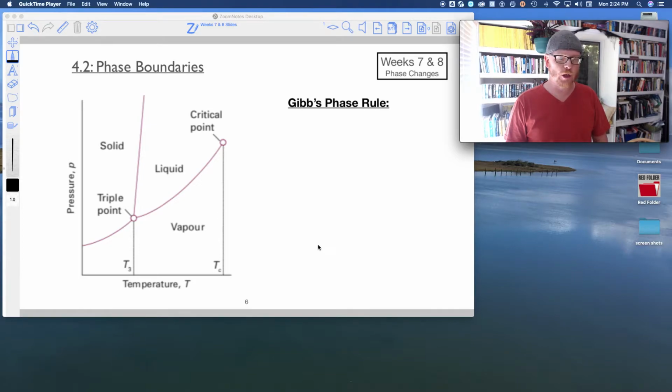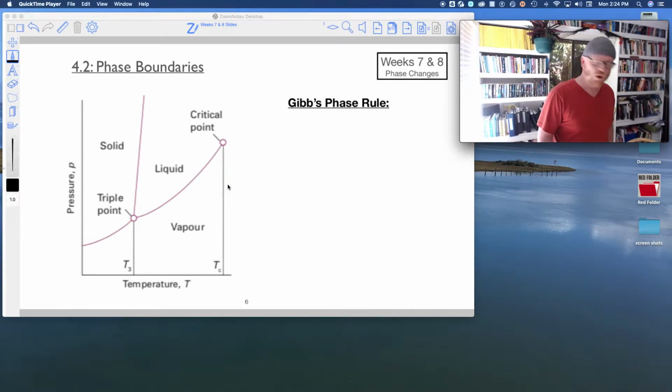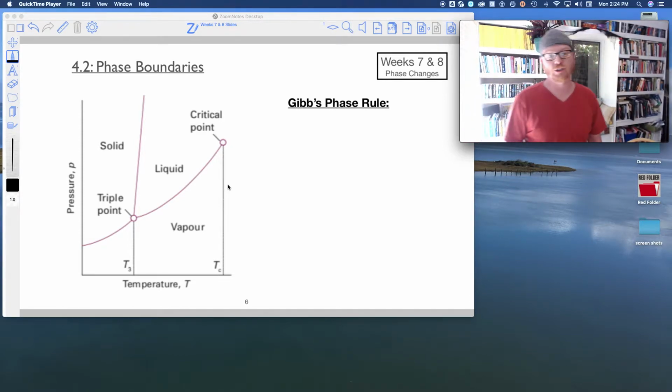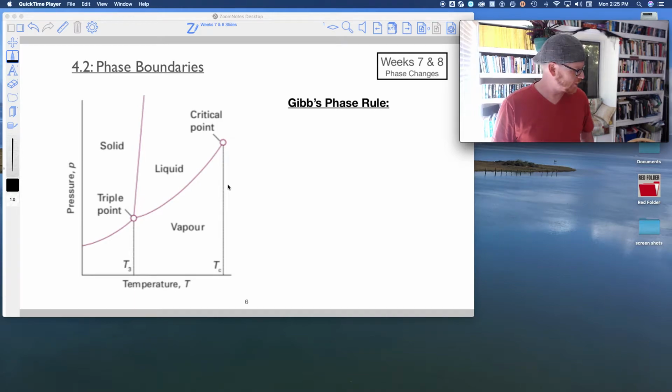Okay, so continuing along in our discussion of phase changes, I want to get into more of the descriptive component of phase changes. So no math in this lecture. We're just going to talk about some of these phases and what they mean. Actually, I lied. There's just a tiny bit of math, and that's the Gibbs phase rule. So let's get into that right away.